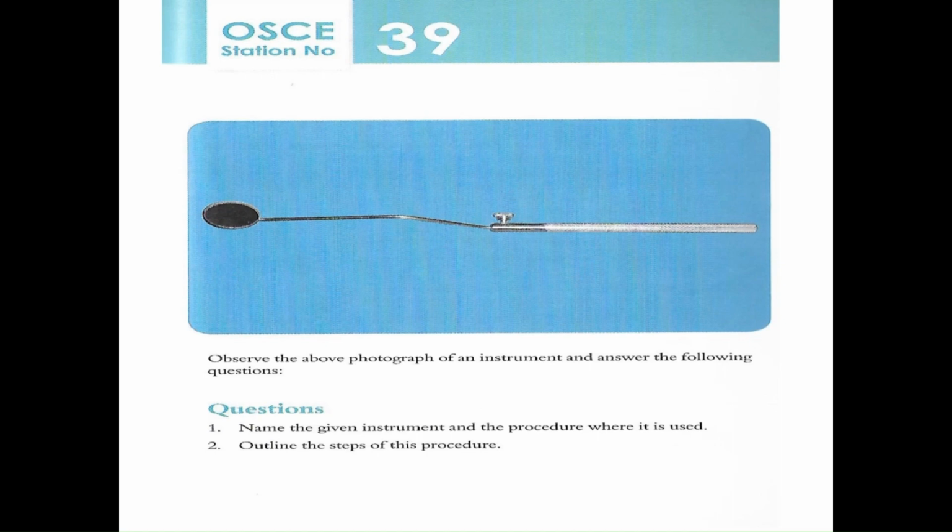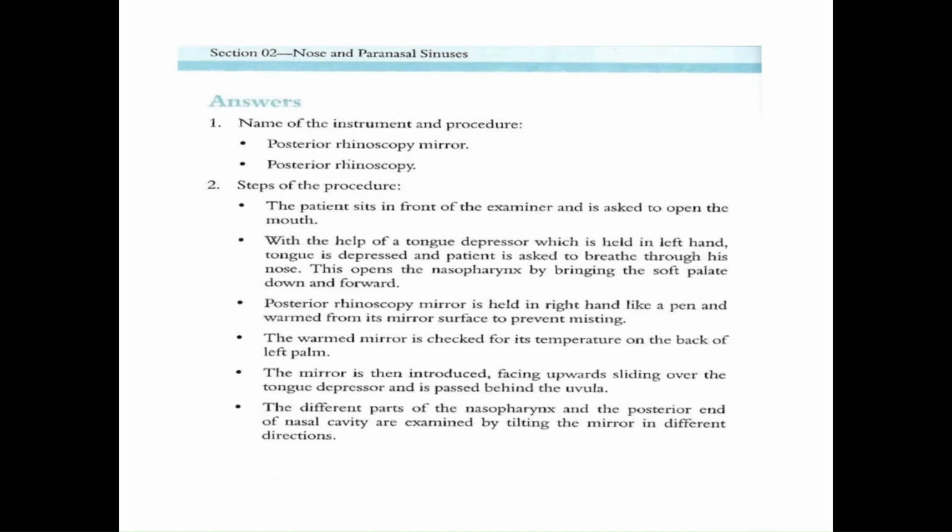Observe the above photograph of an instrument and answer the questions. 1. Name the given instrument and its use. 2. Outline the steps of procedure. This is a posterior rhinoscopy mirror. As the name suggests, rhino means nose and posterior means back, so it is used to see the posterior of the nose.